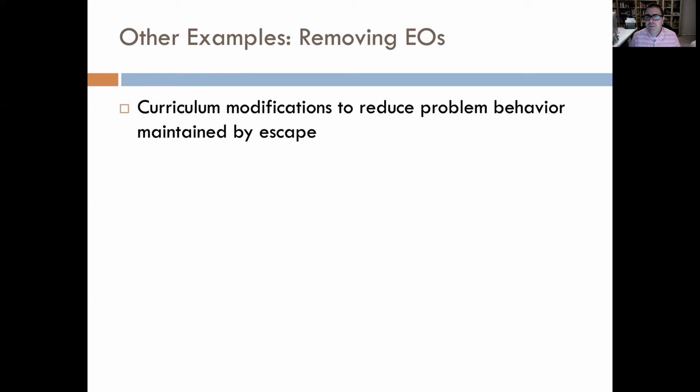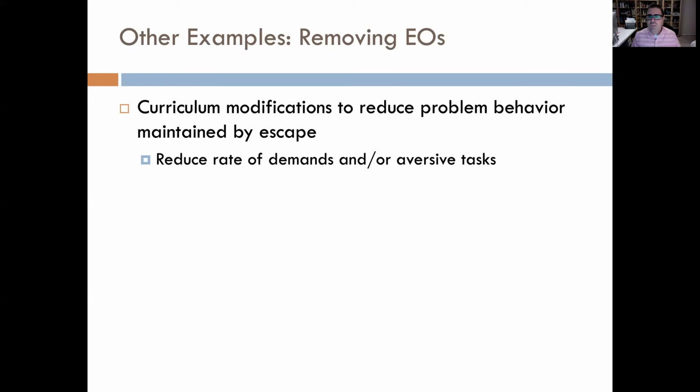Other thing that people may do is they may change the curriculum to reduce problem behavior maintained by escape. We talked about that earlier, when you can make things easier. If the problem behavior occurs to remove the aversive event, well, then just don't present the aversive event. Make the situation less aversive, more fun. So there's no reason for the problem behavior to occur. If the problem behavior is occurring to remove something bad, well, don't present something bad. Then the problem behavior won't occur.